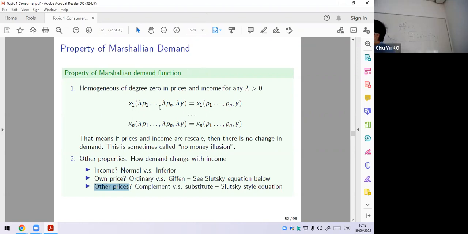Later you can see we have a Hicksian demand, or compensating demand, or the expenditure function, or the indirect utility function. Things are more clear there. For Marshallian demand, it's very complicated, and basically we don't have any theoretical prediction. Okay, we can do some further breakdown, but we cannot say more than that.